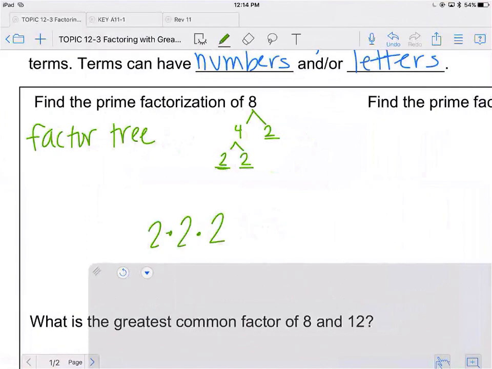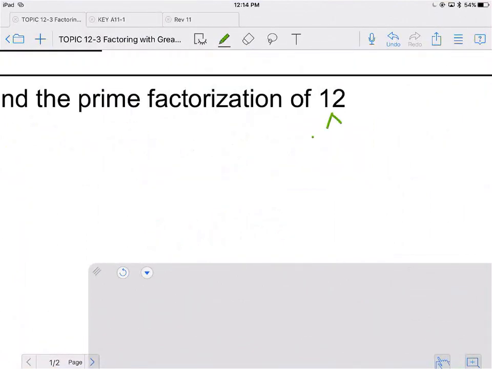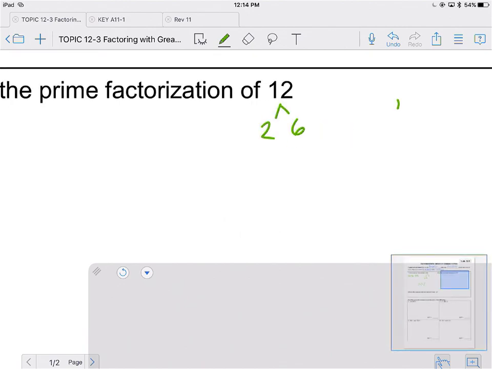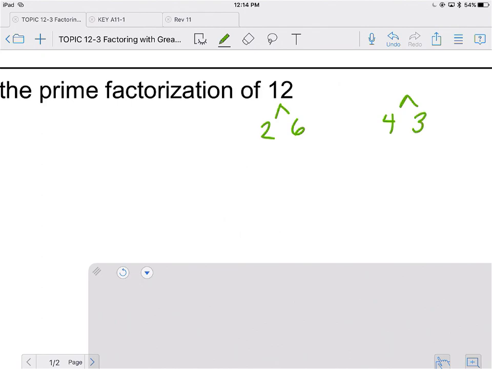When we look at 12, you could break 12 up a couple of different ways. You could break it up into 2 and 6. You could also break it up into 4 and 3. You only need to choose one option. If I say 2 and 6 and you are thinking, oh man, I would have done 4 and 3, you can do 4 and 3. It does not matter as long as the two numbers that you pick multiply back up the tree to your original number.